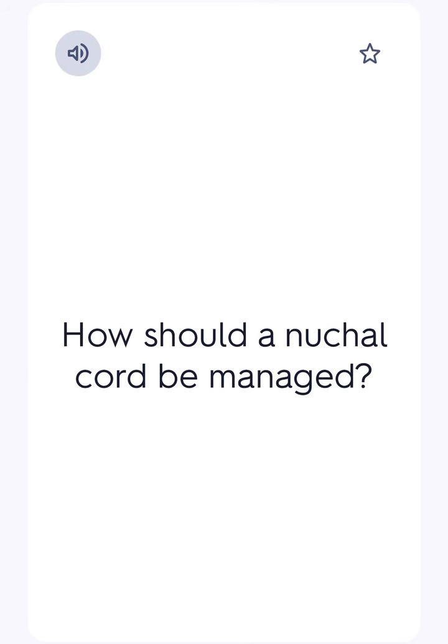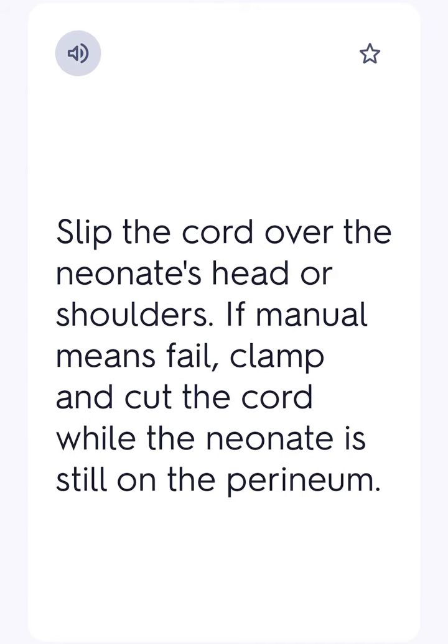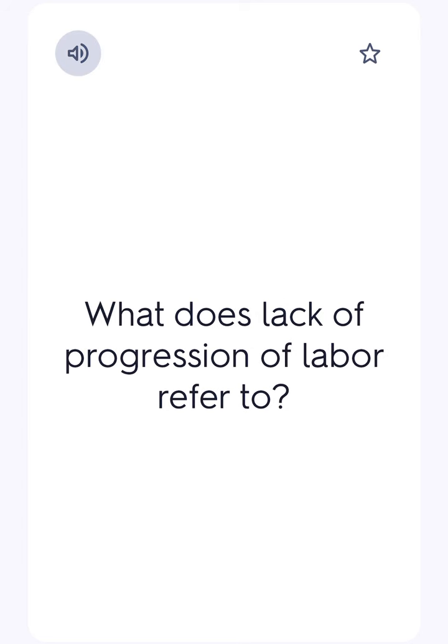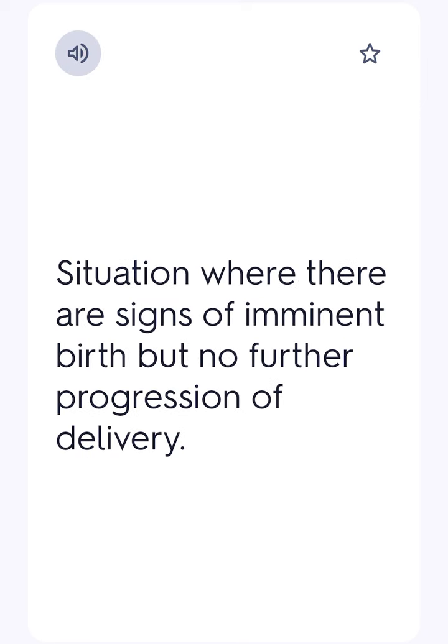How should a nuchal cord be managed? Slip the cord over the neonate's head or shoulders. If manual means fail, clamp and cut the cord while the neonate is still on the perineum. What does lack of progression of labor refer to? Situation where there are signs of imminent birth but no further progression of delivery.